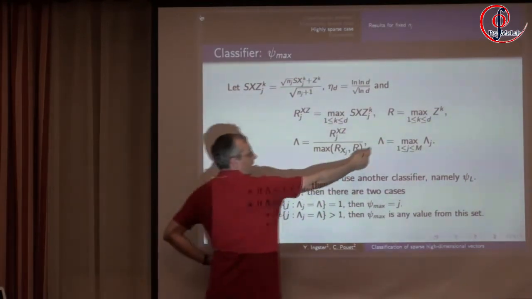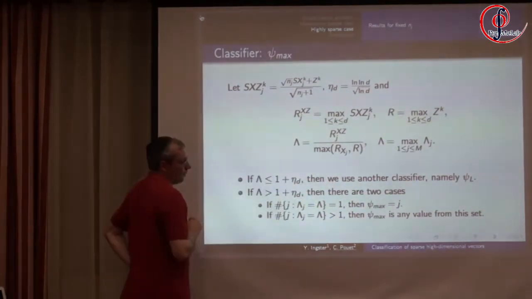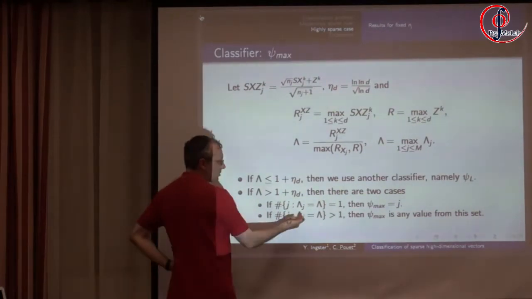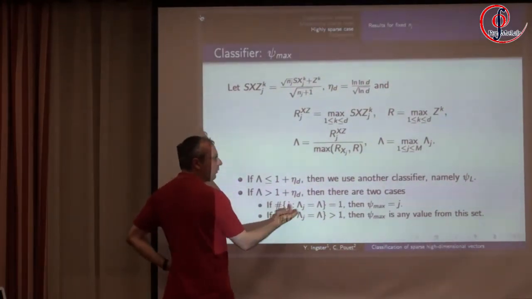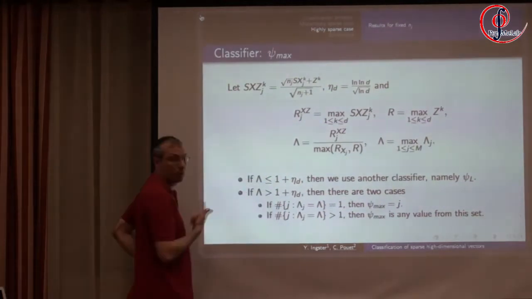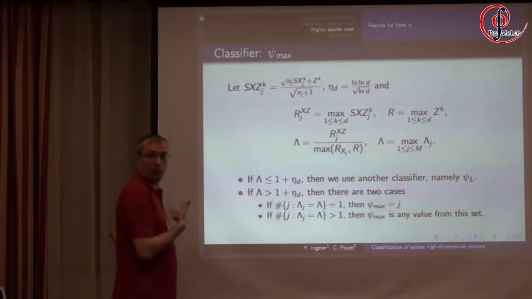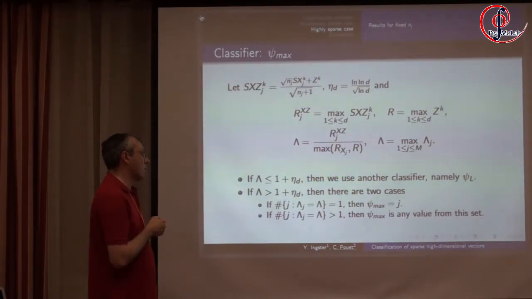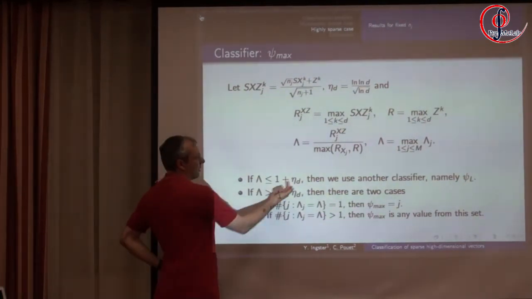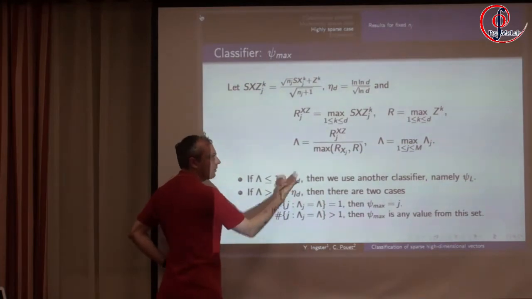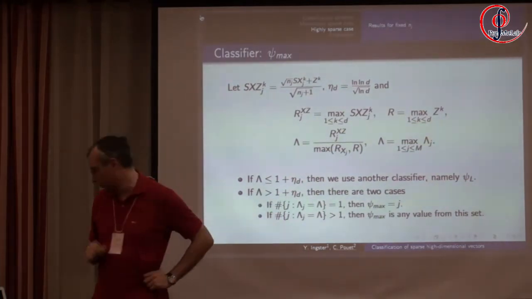It means that, as usual, we are looking at the maximum. So if the maximum is taken at only one point, it's very easy. You can choose this point. If you have several points, you can take any point in this set. And if this ratio is smaller than the threshold, then we will have to use another classifier, unfortunately.